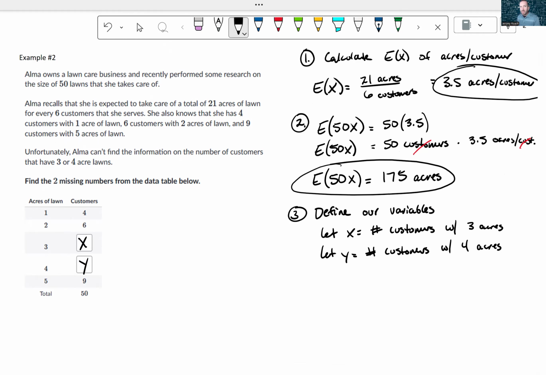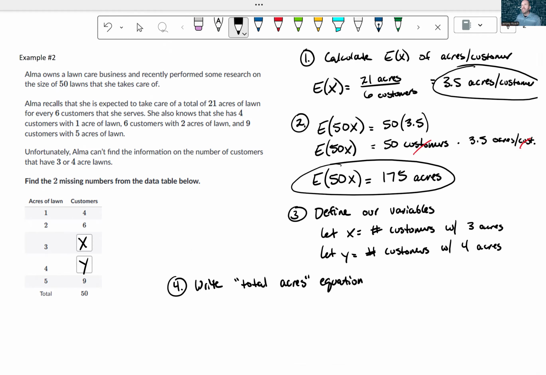Okay. Now we're going to get into the systems of equations for this, and hopefully this all makes sense with our units when we do this step. I'm going to write this over here so we have some more room. And we're going to write the total acres equation.